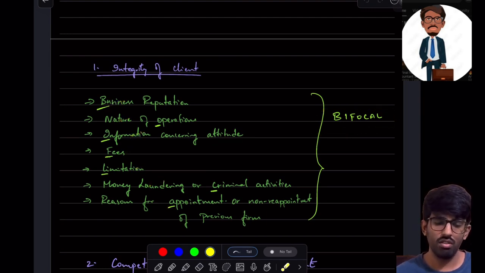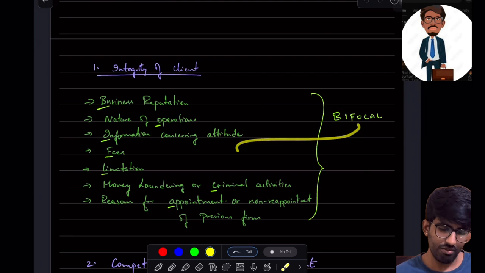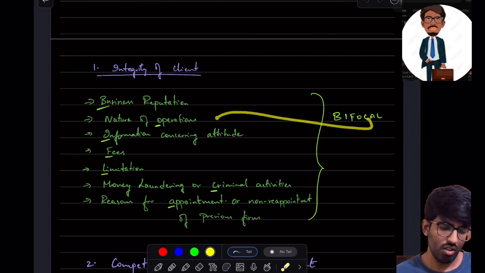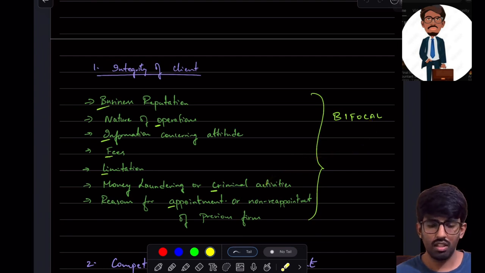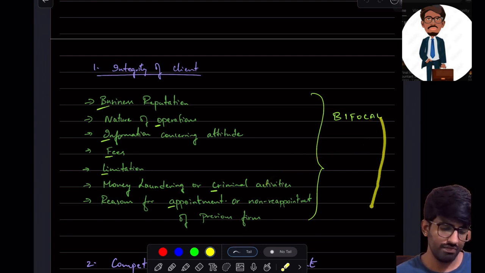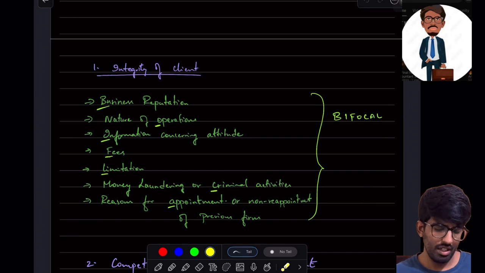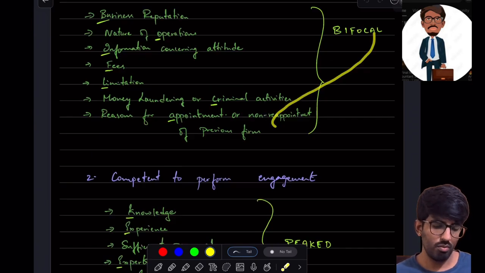It is BIFOCAL. B stands for business reputation. I stands for information. F stands for fees. O stands for operation, nature of operation. C stands for money laundering or criminal activities, and L stands for limitation. A stands for reasons for appointment.